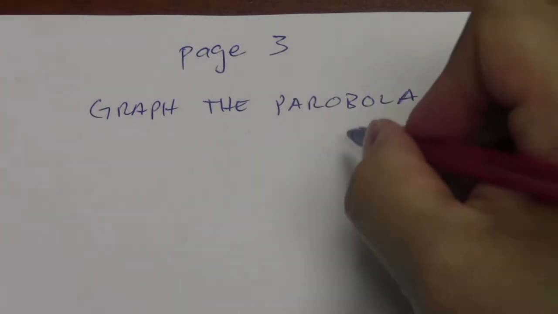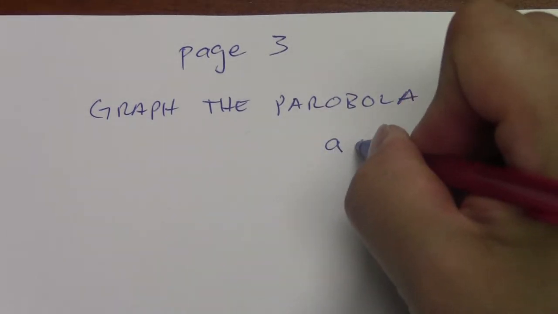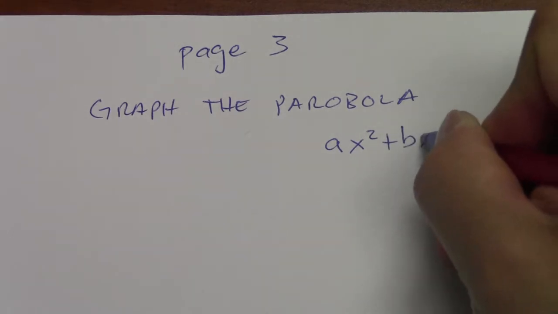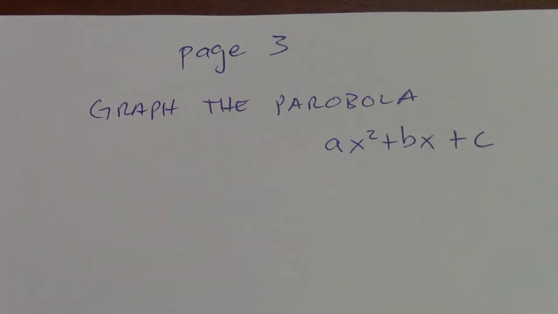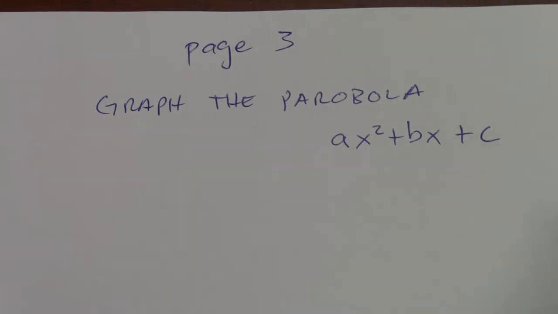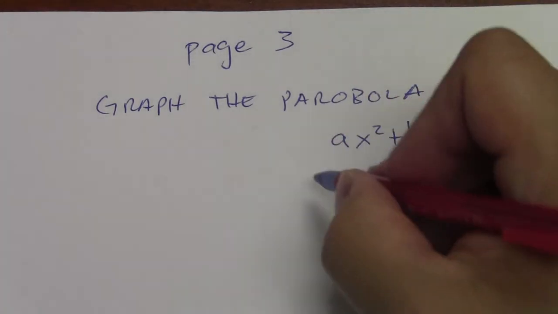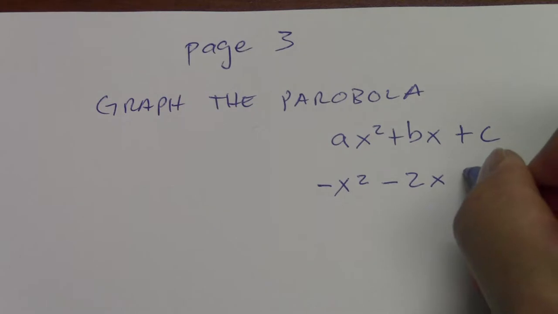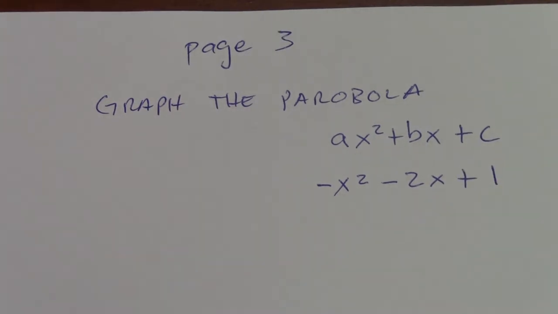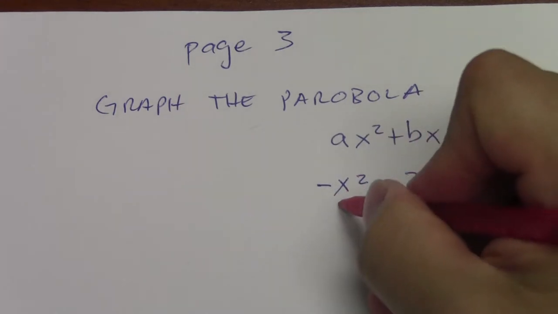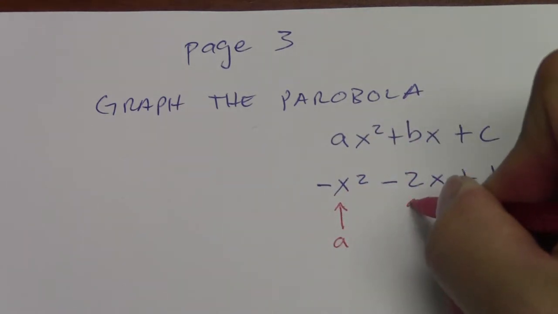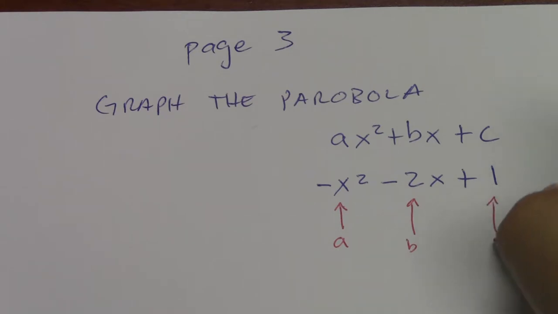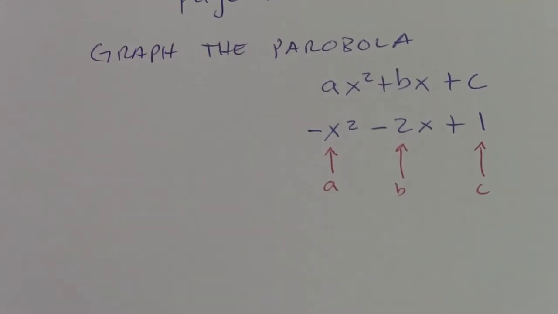All right, so parabola equation, A x squared plus B x plus C. First thing, let's give you a problem that you can kind of look at. So let's go negative x squared minus 2x plus 1. That's our A, that's our B, and that's our C. All right. So first thing we want to do, since we're graphing it, is figure out which way the parabola is gonna go.